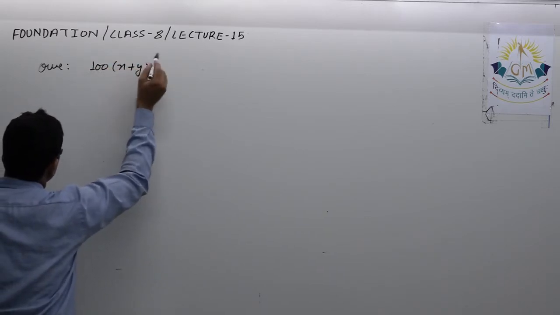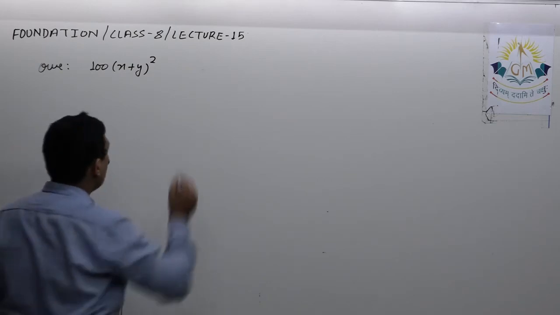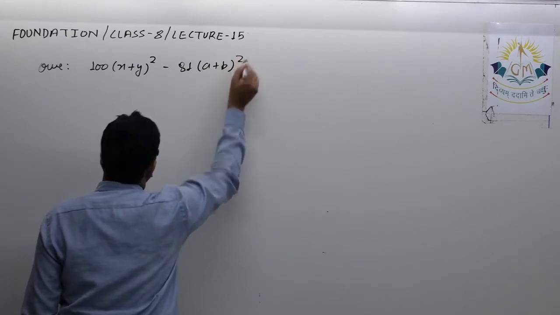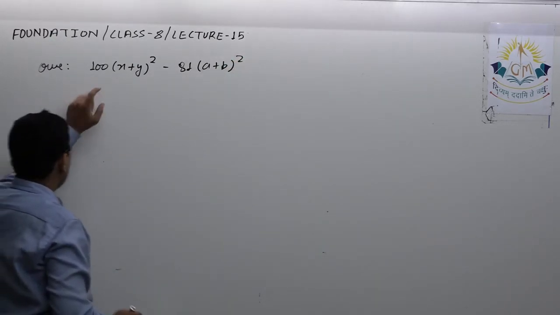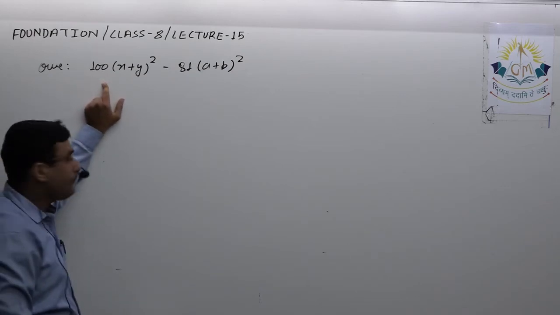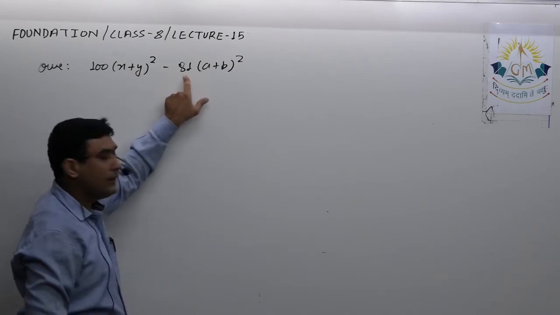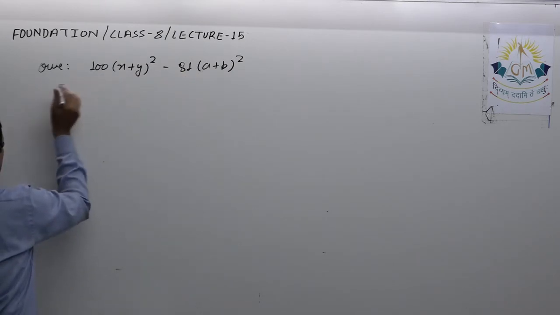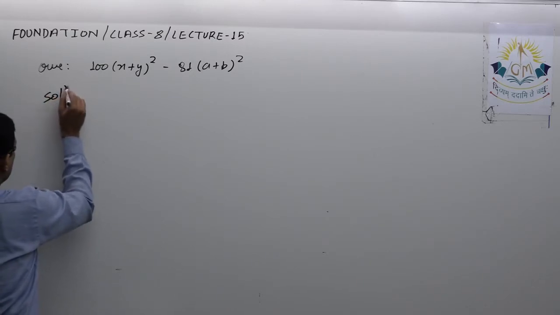So here the very first question is we have to find the factors only. 100(x plus y) whole square minus 81(a plus b) whole square. Here you can see this 100 is a complete square, and x plus y is by default a complete square, as it is given. Here 81 is also a complete square. So first I will write it in the form of a complete square. Let us see its solution.